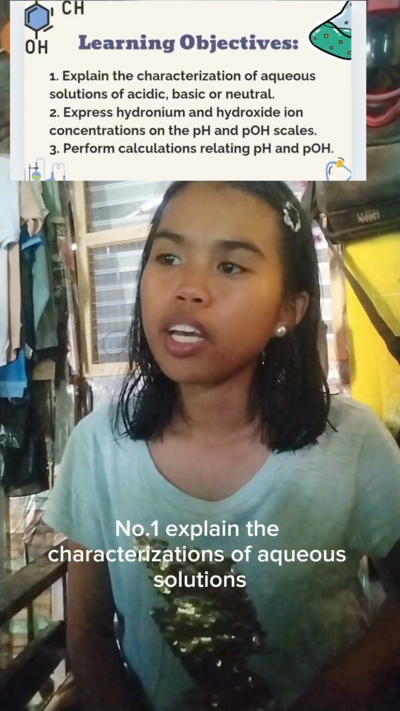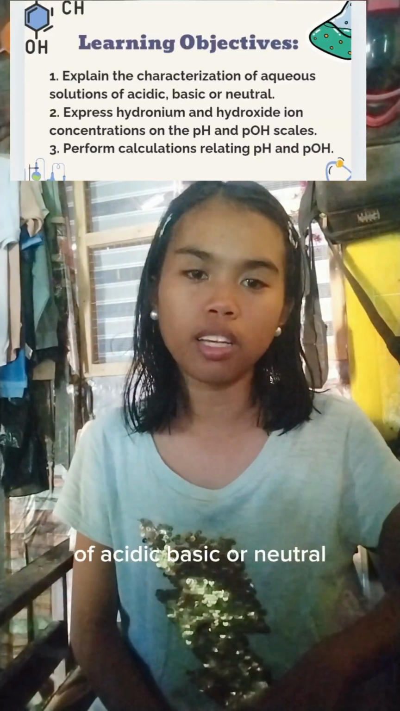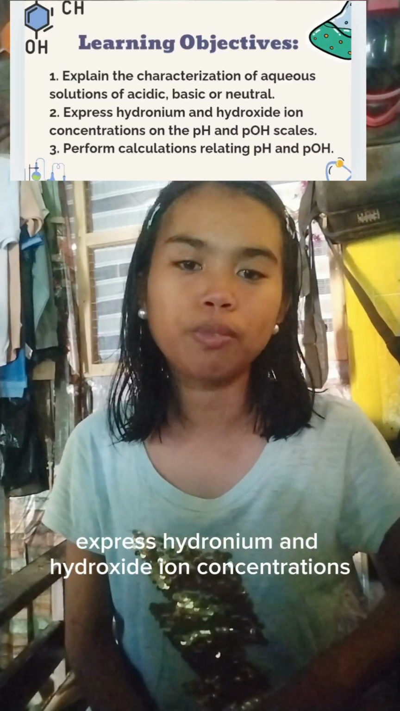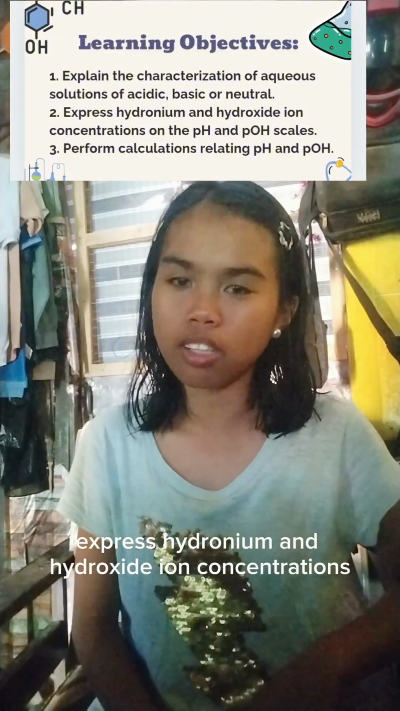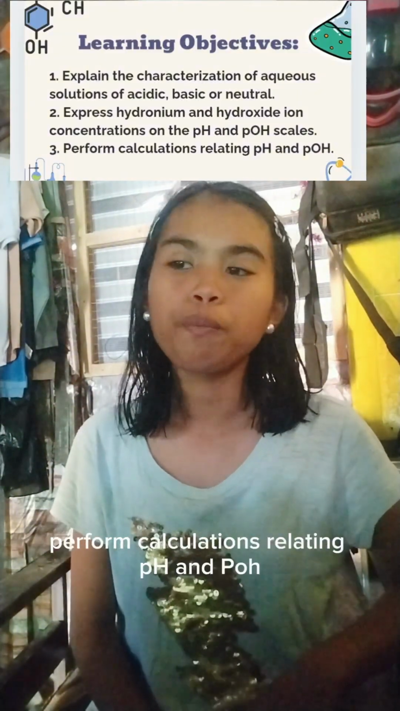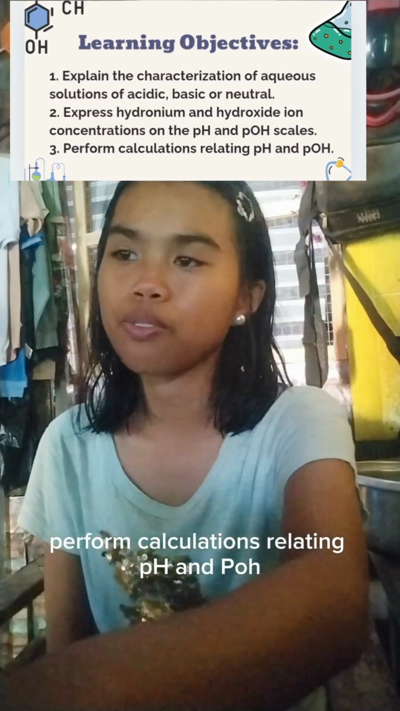So these are the learning objectives. Number 1, explain the characterizations of aqueous solutions as acidic, basic, or neutral. Number 2, express hydronium and hydroxide ion concentrations on the pH and pOH scales. And lastly, perform calculations relating pH and pOH.